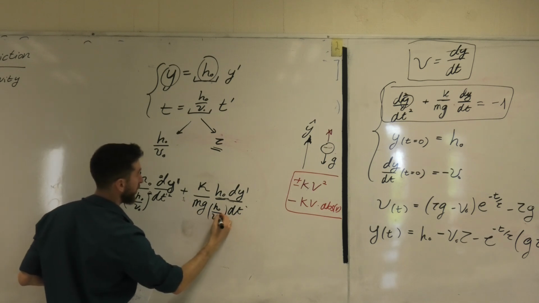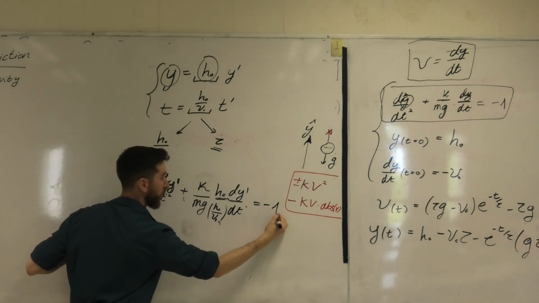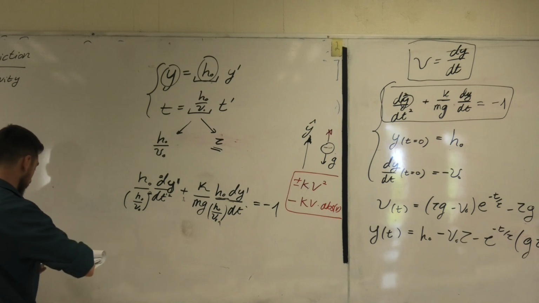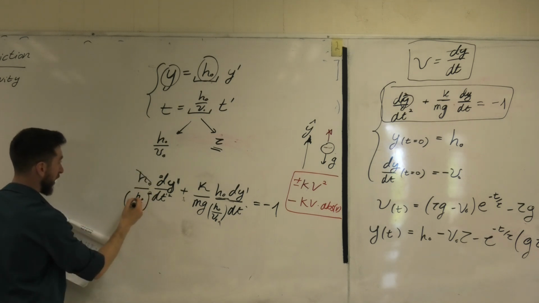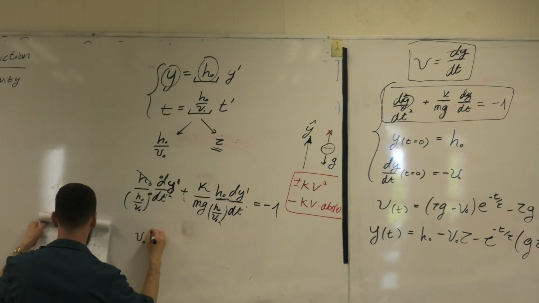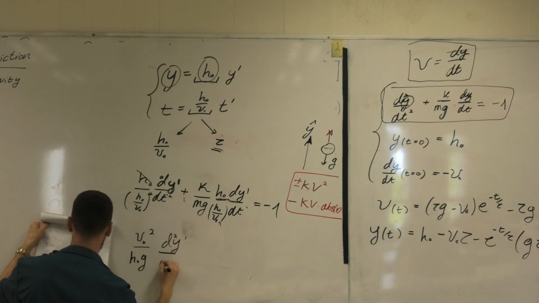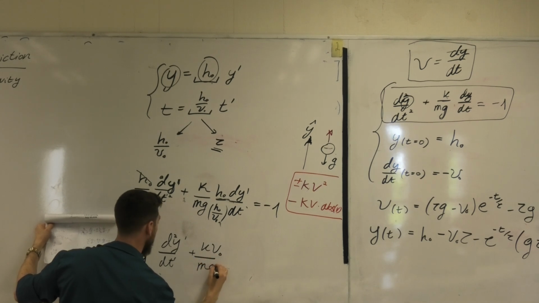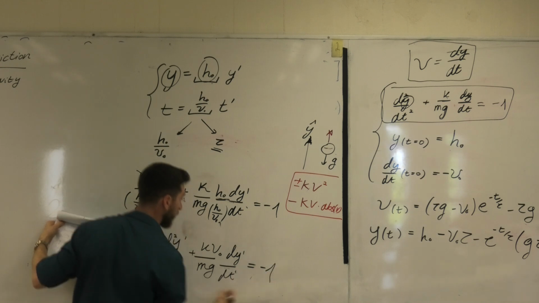Done. V0, right? True? And now it's equal to -1, of course, right? That's what we have. And now we're going to simplify the equation. What do we have here? If you're going to write it organizedly, this cancels with one of them, and this is canceled. So we end up with v0 squared over h0 g, d2y tag over dt tag squared, plus k v0 over m g, dy tag over dt tag equal -1.